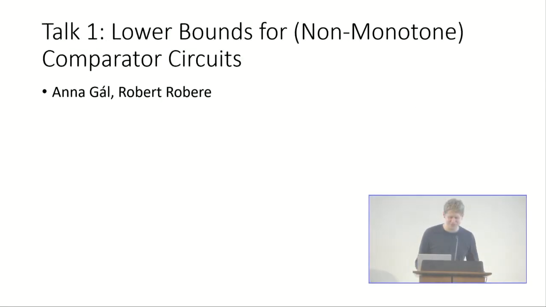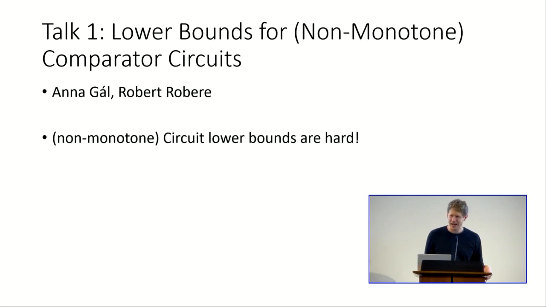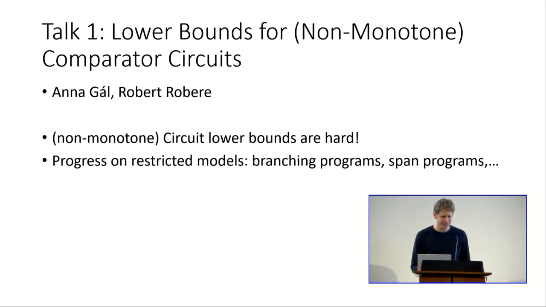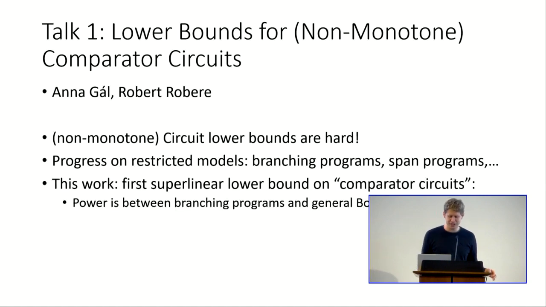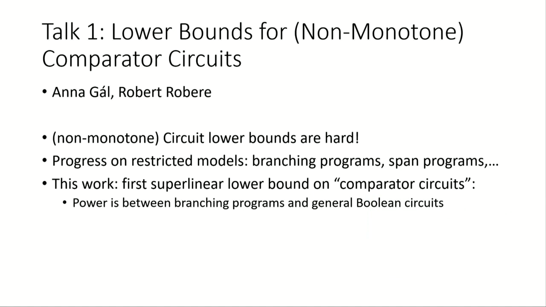So the first talk will be a talk on lower bounds for non-monotone comparator circuits by Robert Robere and Anna Gál. And here the starting point of this talk is that proving circuit lower bounds is very difficult. A lot of our progress in proving circuit lower bounds has been in restricted models of computation like branching programs or span programs. What they'll be presenting is the first superlinear lower bound on a model known as comparator circuits, which they argue has some power that is in some sense between branching programs and general Boolean circuits.